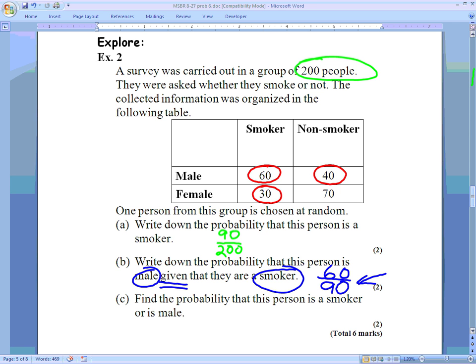So I've got this whole column here, which is all smokers, and this whole row here, which is all males. And if I add up all of those, 40 plus 60 plus the 30, that gives me 130. There was no "given" this time. There was no conditional probability, so it's all going to be out of 200.